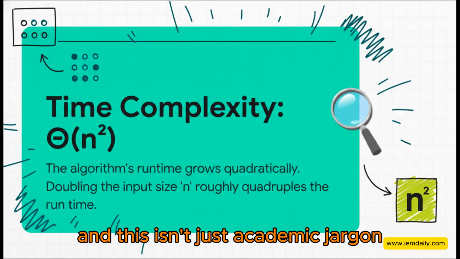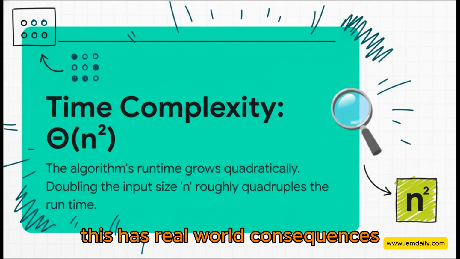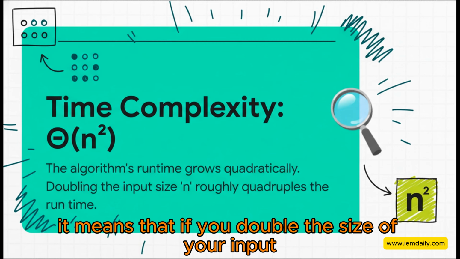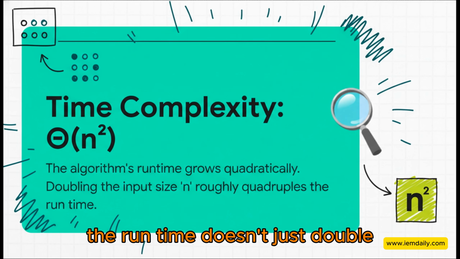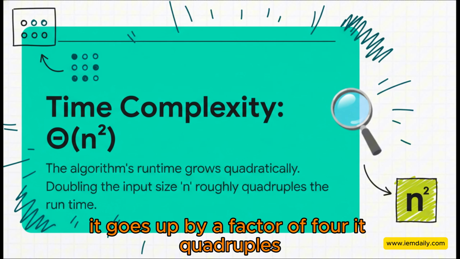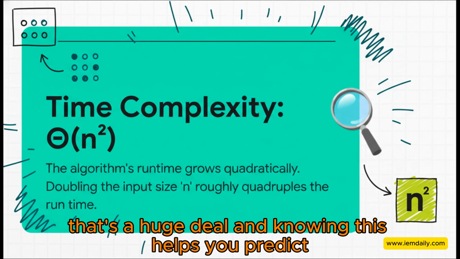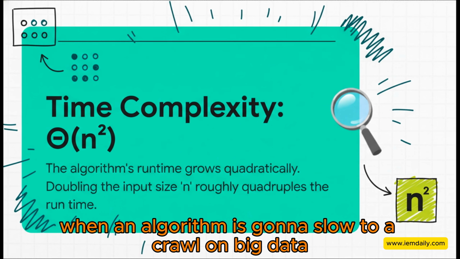And this isn't just academic jargon, this has real-world consequences. It means that if you double the size of your input, say you go from processing 1,000 items to 2,000 items, the runtime doesn't just double. It goes up by a factor of 4. It quadruples. That's a huge deal, and knowing this helps you predict when an algorithm is going to slow to a crawl on big data.